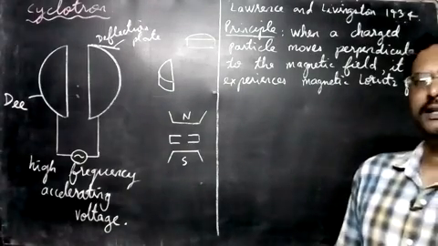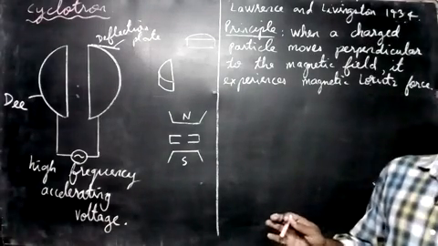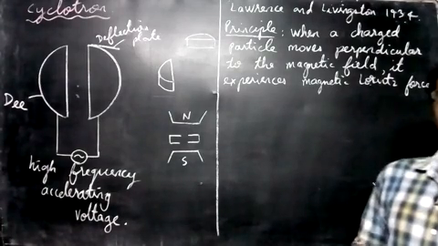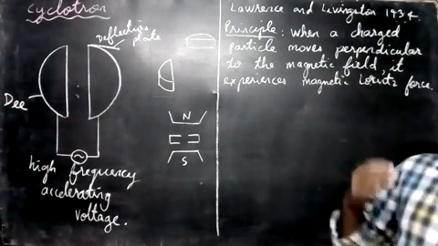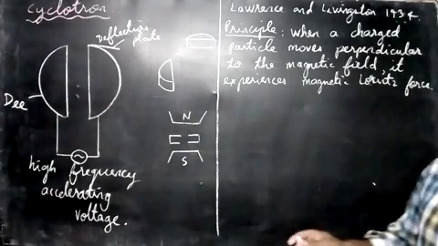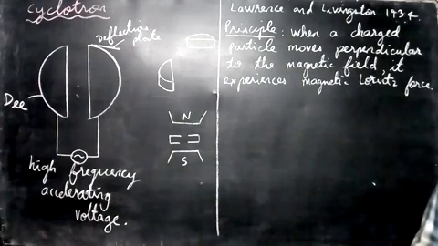Let us now study about the cyclotron. The cyclotron was a device which is used to accelerate particles. We can accelerate positive ions to very high energies and very high speeds to cause nuclear reactions. It was invented by Lawrence and Livingston in 1934.